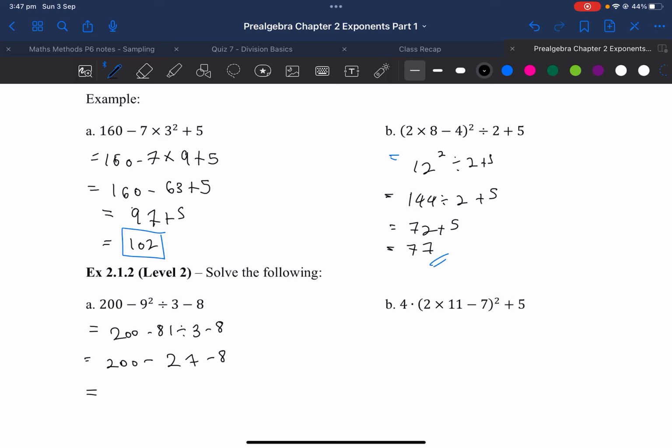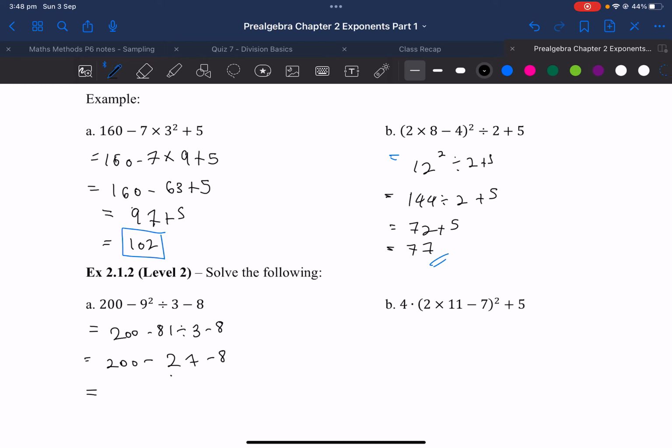181. Ooh, did you go left to right? So you have 200 minus 27 minus 8. So you go left to right here. You have to. If you do this first, it's minus 27 minus 8, it's going to become a bigger negative number. Yeah, that's what I did. I accidentally did. You get 19? No, as in I minused 27 by 8, and then I got 19, and then I minused it by that.